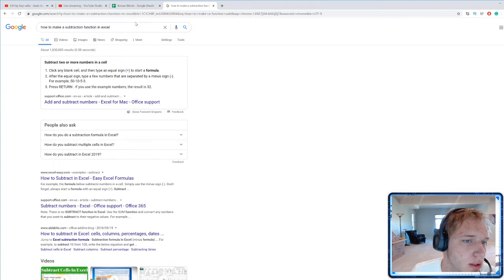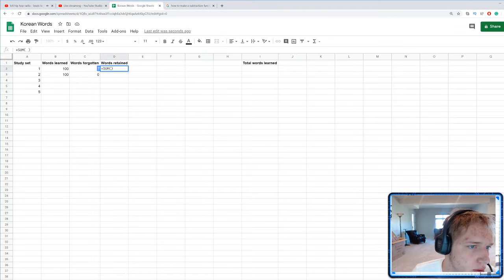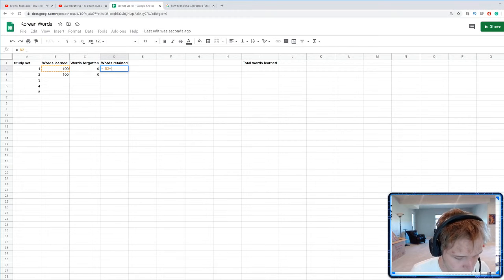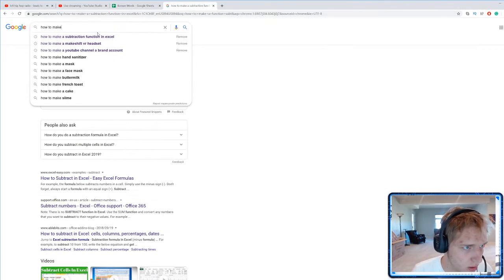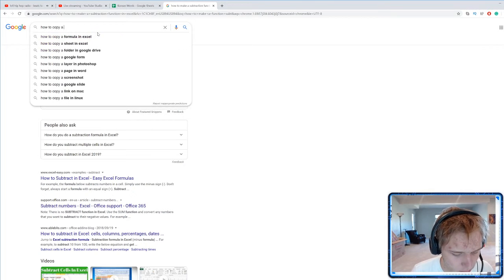I click on a blank cell, equals, type a few numbers that are separate. So we'll do equals B1, B2 minus C2. And if I drag that down, okay, how to copy a function.